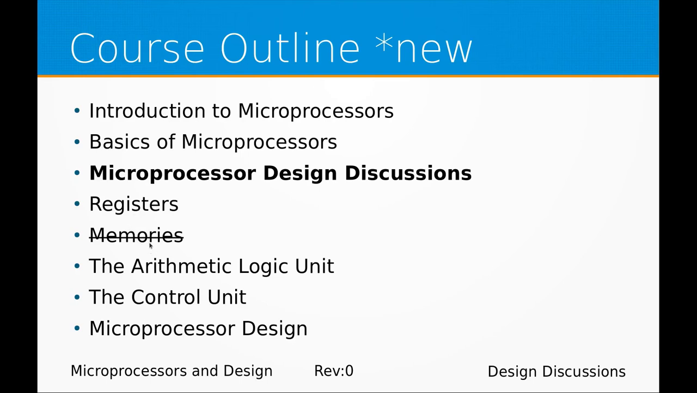We are no longer going to be designing a memory because memory is basically an array of registers and it's not really an integral part of a CPU. And so we can freely use a RAM provided by Logisim, the simulation software we'll be using. Once we are done with the design of our registers, we move on to the ALU, the control unit, and then we put everything together.